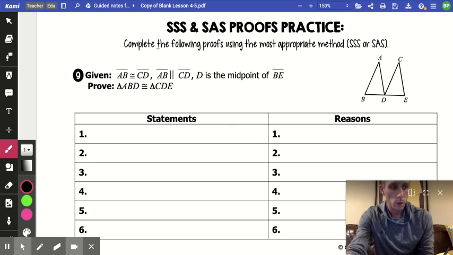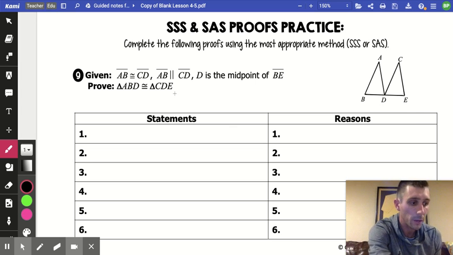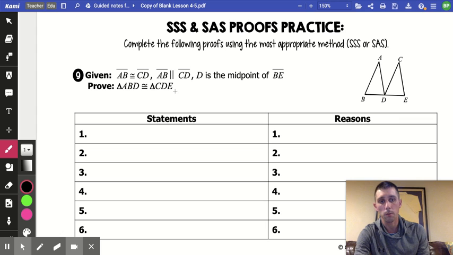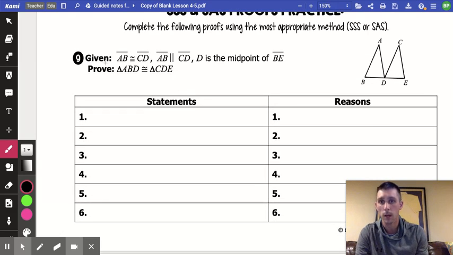All right, guys. So we're gonna finish up 4-5 this weekend. It was a two-part lesson. So let's take a look at number 9.